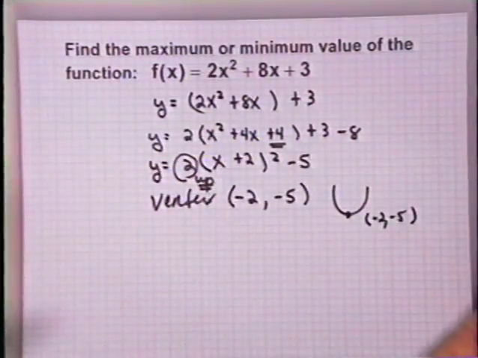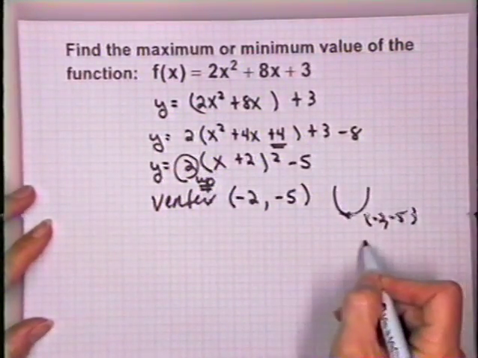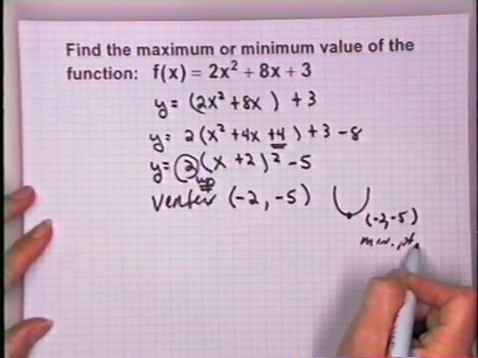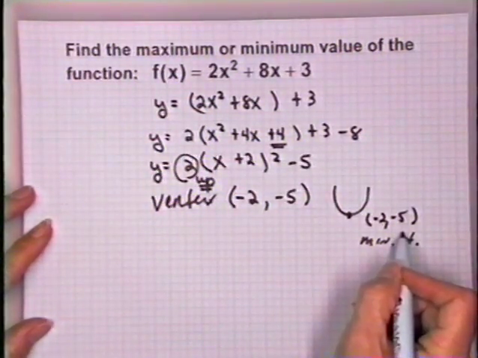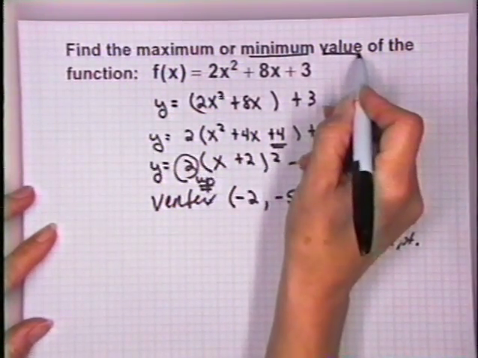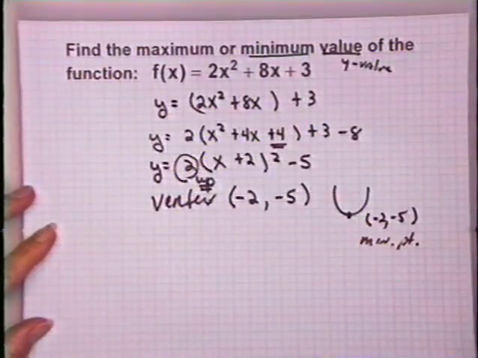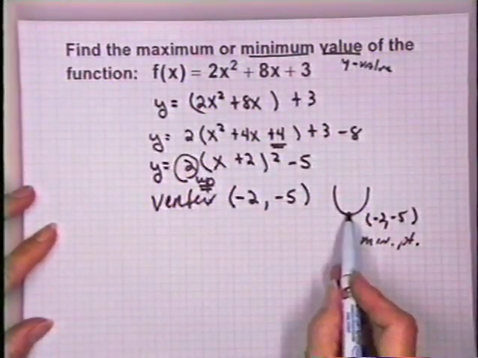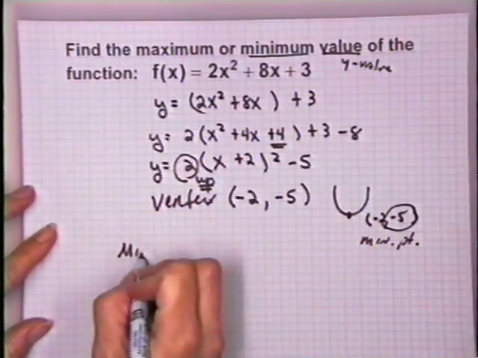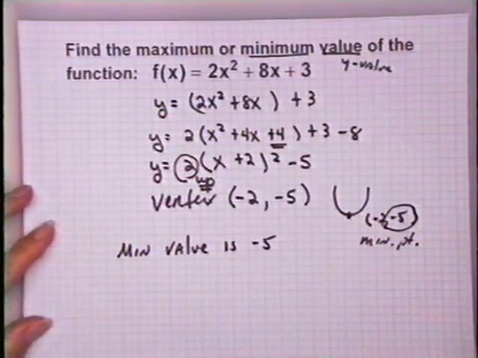Now, I don't even really have to sketch the graph. I just need to know that it opens up. So this is my low or minimum point. Now, this is the point. Don't confuse that with the minimum value. Remember, that's talking about the y value. What is my smallest y value? Well, my smallest or lowest y value is negative 5. So the minimum value of this function is negative 5.